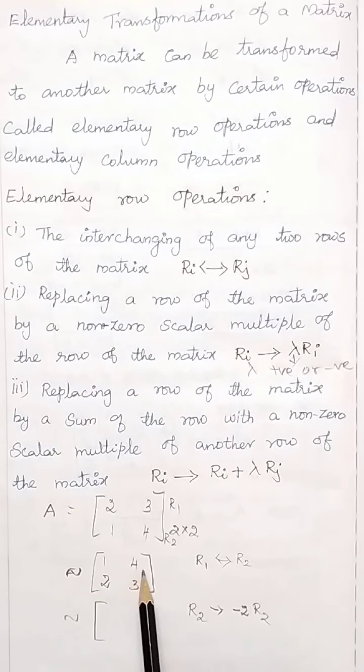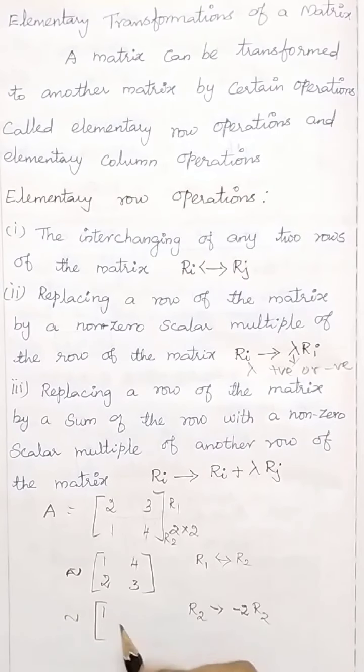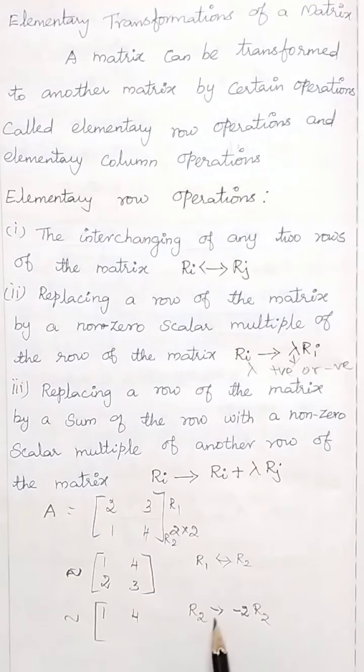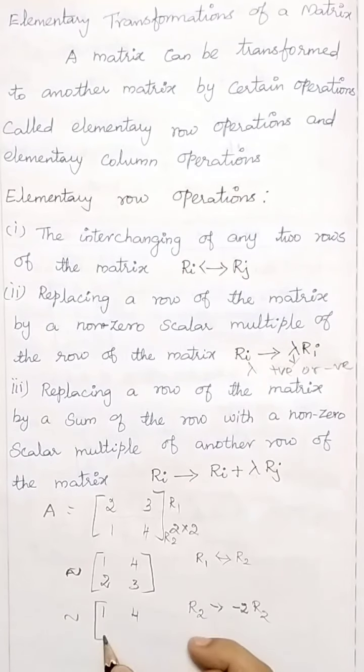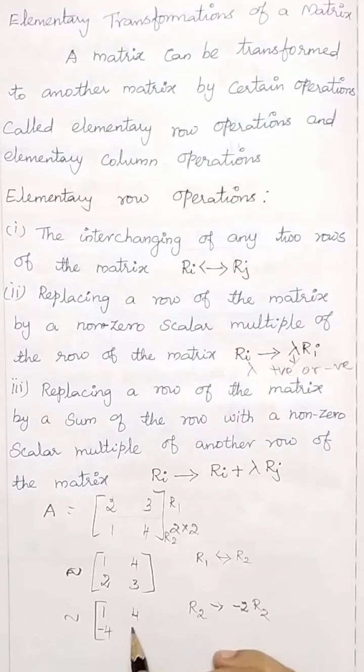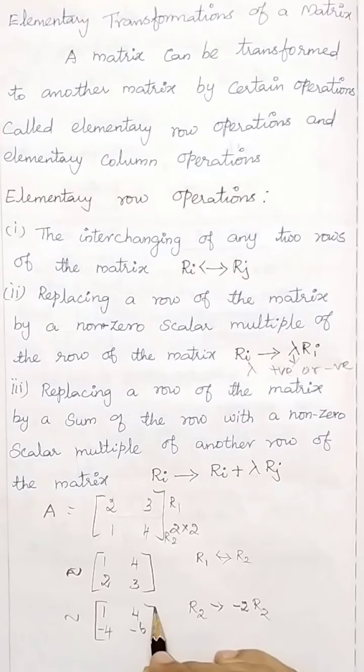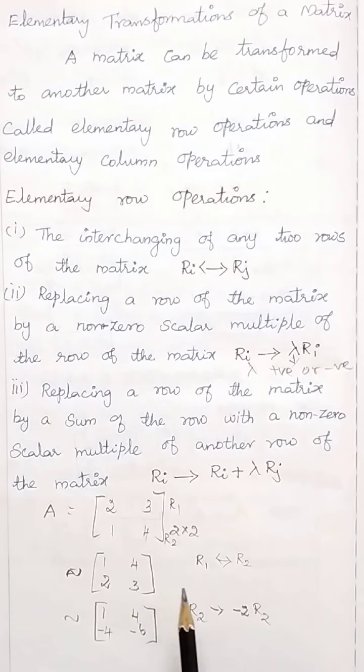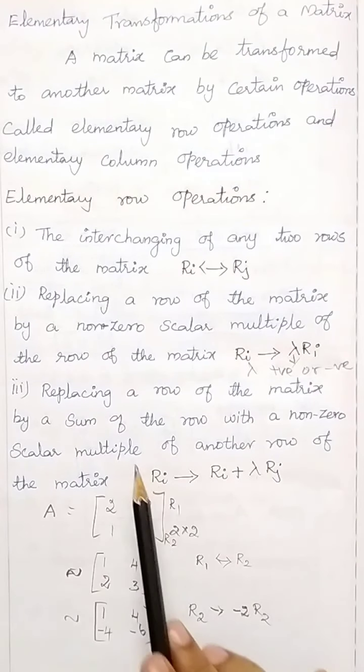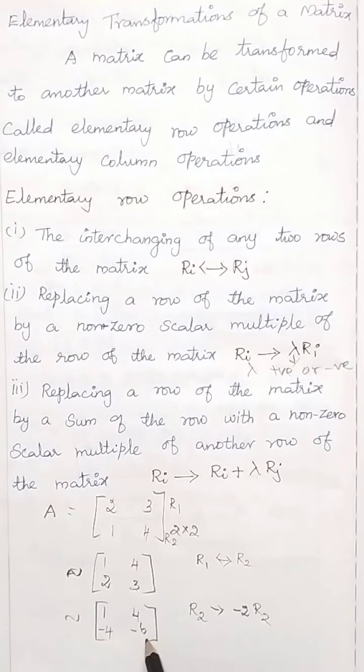So first row is not changed, as it is you write, so 1 4. Then only the second row is changed, so here our operation is R2 implies minus 2 into R2, so you multiply minus 2 for every element of this R2, so 2 into minus 2 is minus 4, 3 into minus 2 is minus 6, right? Do you understand? This is our second operation. Next I will use the third operation. This is also an equivalent matrix of the given matrix.